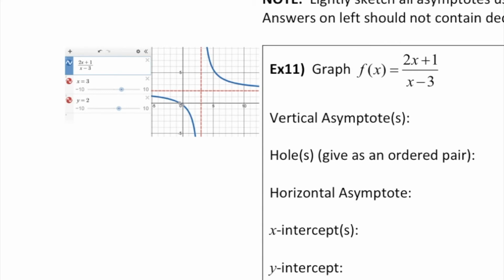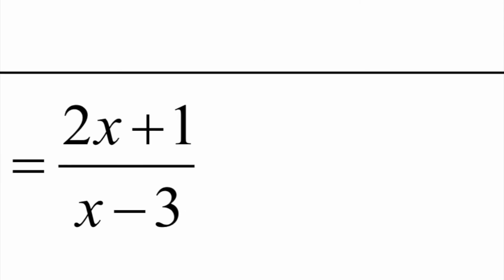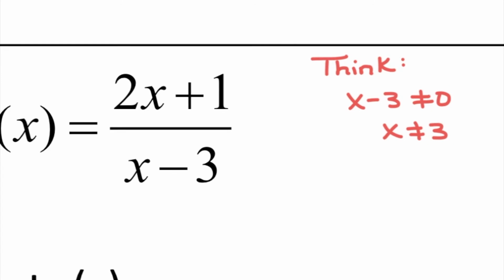Remember that where the denominator is equal to 0, those are the numbers that are left out of the domain. And so basically your thinking is that here x minus 3 cannot be equal to 0, so x cannot be equal to 3. And any values that you get that x cannot equal based on making a denominator 0 are either going to be a hole or a vertical asymptote.